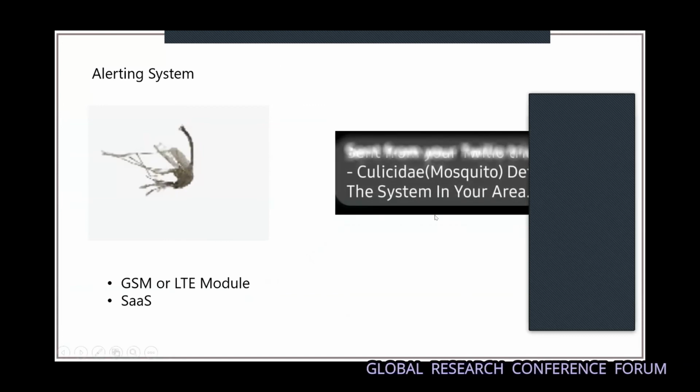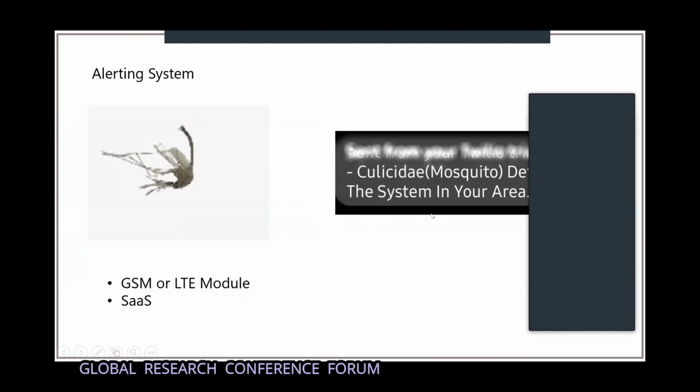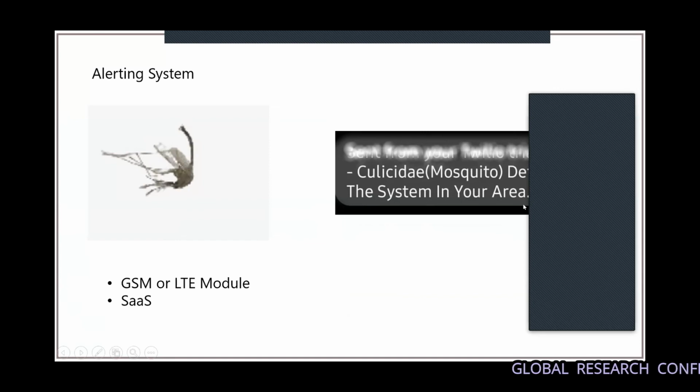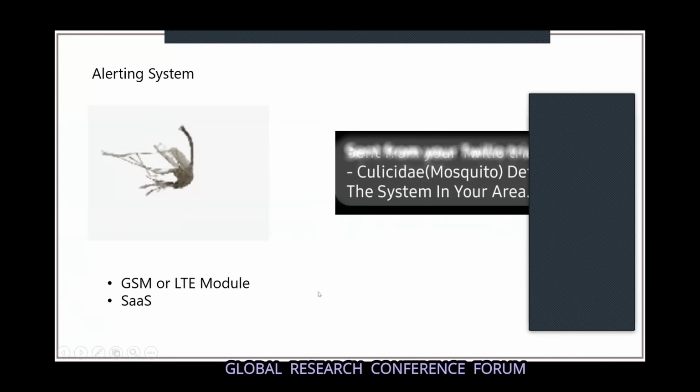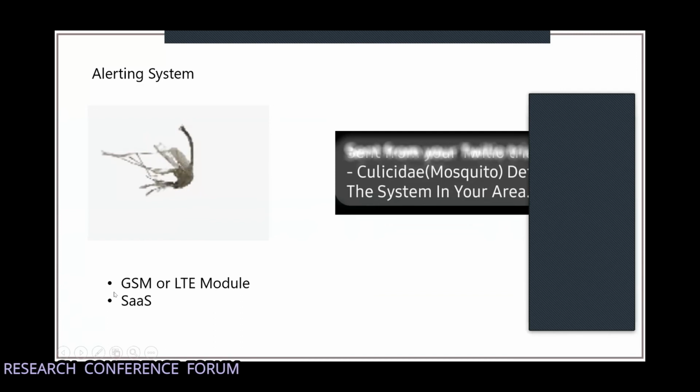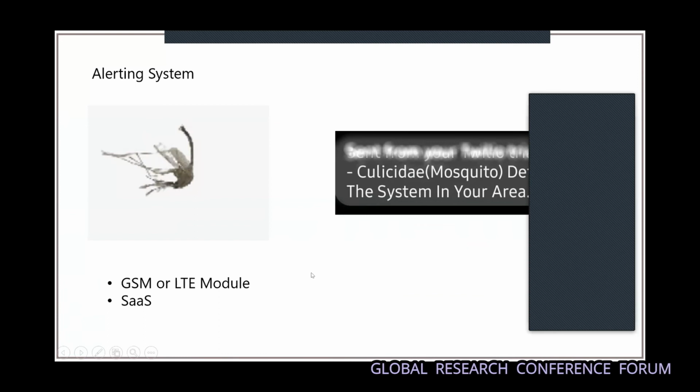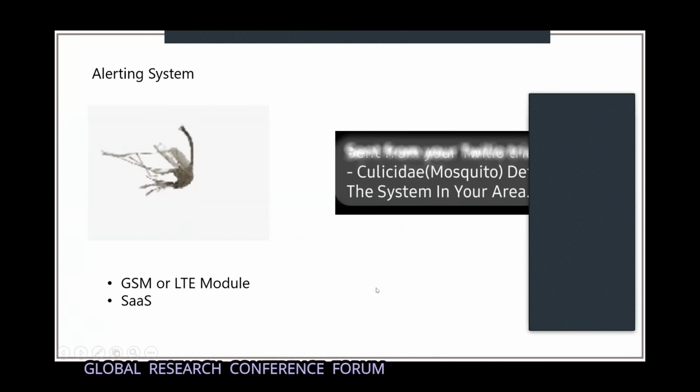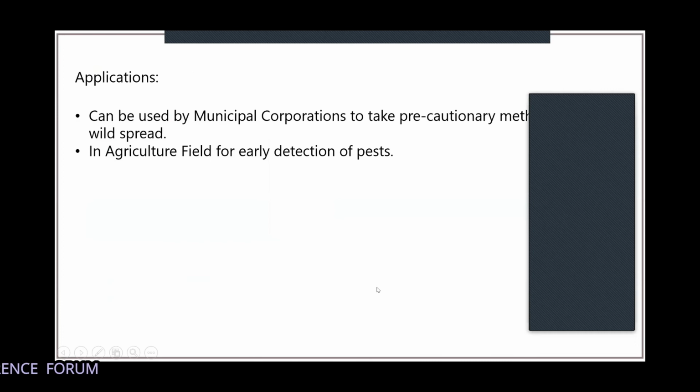Alerting system. When we provided the image with one unseen insect data, the model provided this message saying mosquito detected by the system in your area. If the system has good internet connectivity, we can use software as a service solutions. Or if the system is in a remote place, we can use a GSM or LTE module to send the messages. Applications can be used by municipal corporations to take precautionary measures to stop the widespread of insect-borne diseases, and in the agriculture field for early detection of pests.